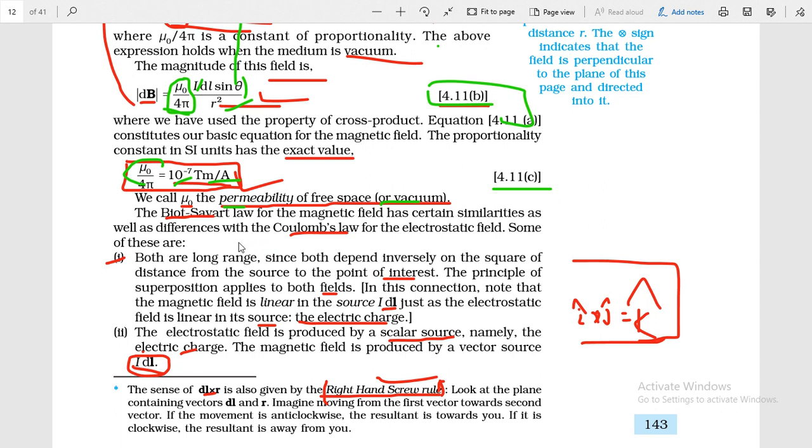Now what are the similarities and differences between the Biot-Savart law of magnetism and Coulomb's law of electrostatics? You can see here these are the similarities and differences. The first point is both are long range. Both magnetic field and electric field intensities are long range, since both depend inversely on the square of the distance from the source to the point of interest, and the principle of superposition applies to both fields.